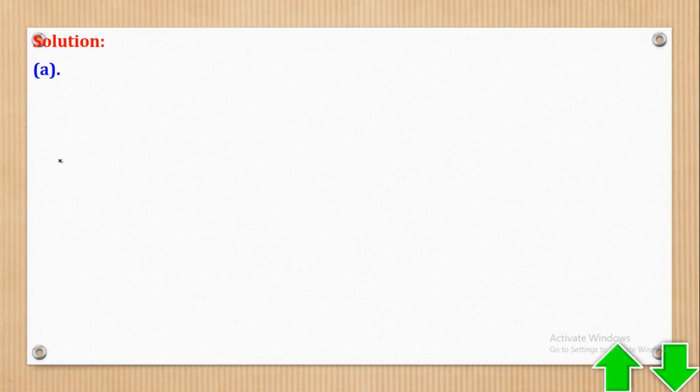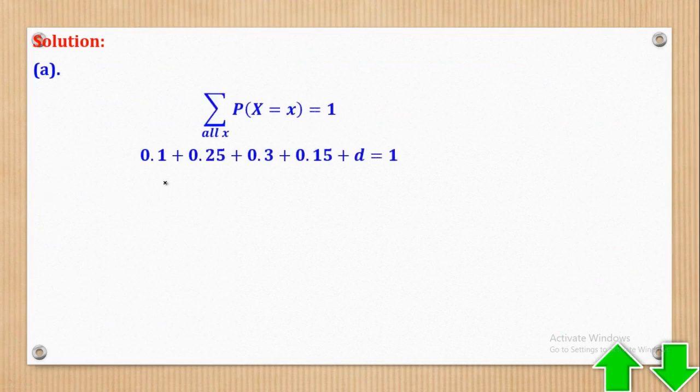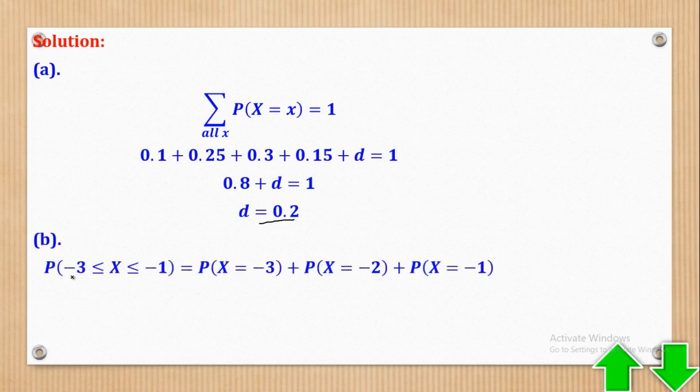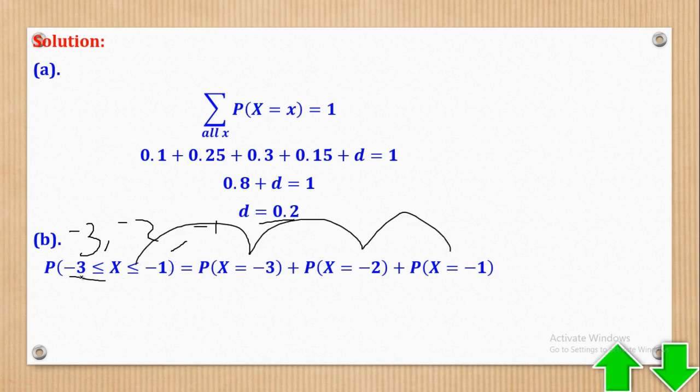So to get an unknown constant, you have to remember that total probability is equal to 1. So when I add, I'll come up with equality to 1. Simplify and get the value of D as 0.2. Then for part B, they want this probability. So probability of x greater than or equal to -3 means that you start from -3, then there is -2, then there is also -1. So you add all those ones. That will be this probability.